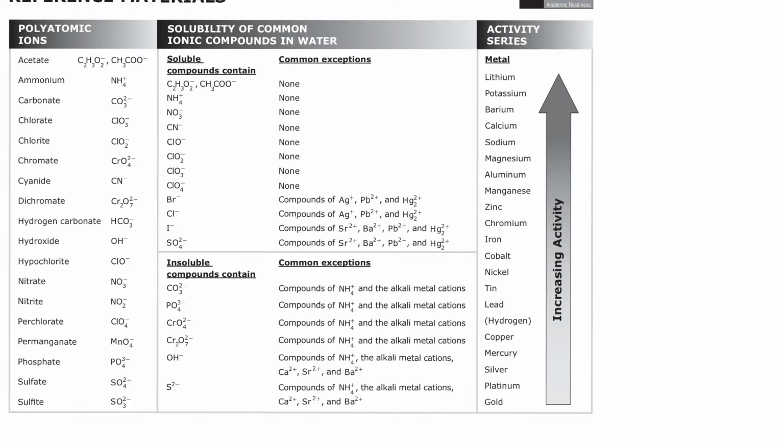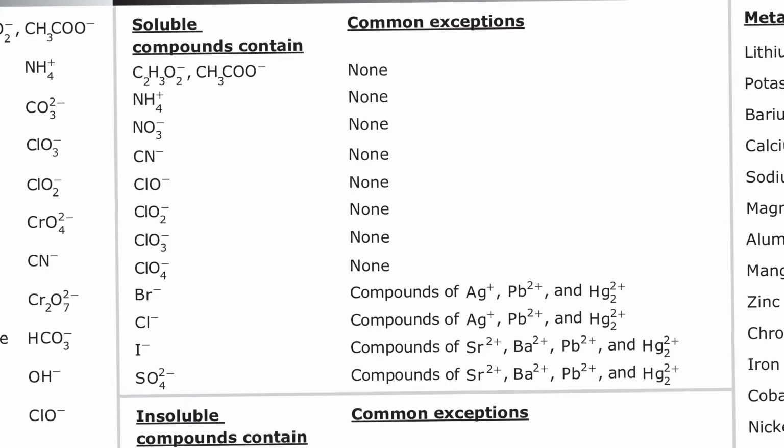You will notice that this chart is split into two sections. Section 1 is for soluble compounds. Section 2 is for insoluble compounds. And so let's look at these soluble compounds first. So according to this chart, it says soluble compounds contain. Now what this means is that as long as you have these anions in your chemical, then all of these compounds are going to dissolve in water.